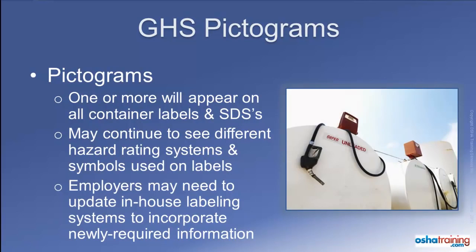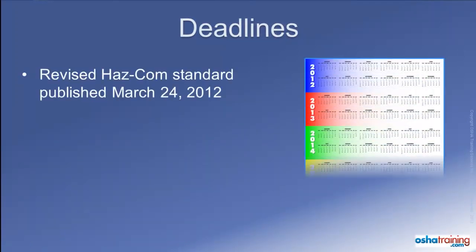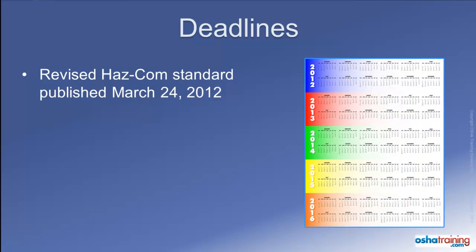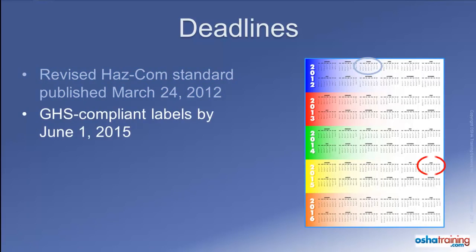Speaking of deadlines, here is an overview of some very important dates. The revised Hazard Communication Standard, which requires the use of GHS compliant labels on containers, was published on March 24th of 2012. And OSHA is giving manufacturers and distributors of hazardous chemicals and products until June 1st of 2015 to make sure all containers display the updated labels.